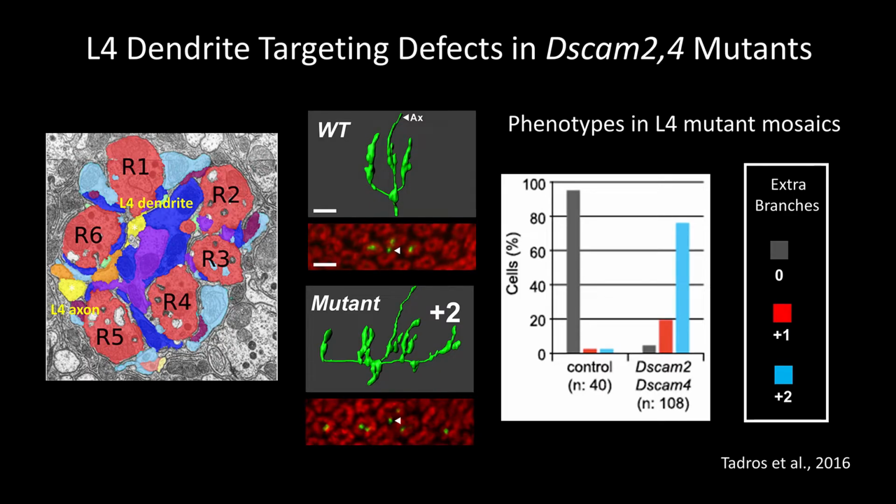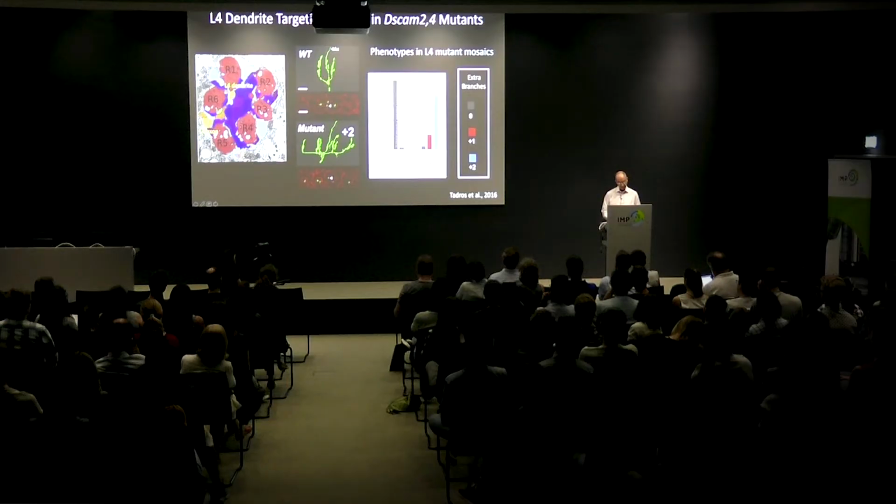Now, DSCAM2 also functions in combination with DSCAM4 to regulate the patterning of yet a different dendrite, and I'll briefly show you that here. So here we're looking at the L4 axon, and this is one of its dendrites, and it makes synaptic connections specifically with L2 but not L1. It's a problem we're very interested in, but we've made no progress in how that distinction is made.